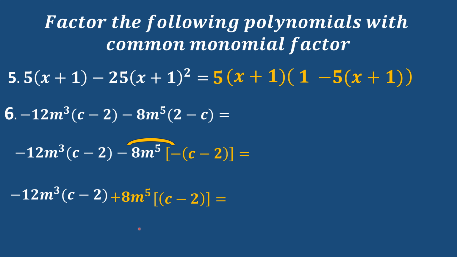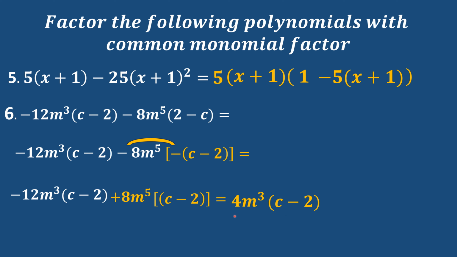So let's proceed to getting the common monomial factor. We have 12 and 8, so the common factor there is 4. And of course, the least exponent is m cubed. That is why we have 4m cubed as our common monomial factor. What about the c minus 2? Is it still common to the two terms? Yes, it's common to the two terms.